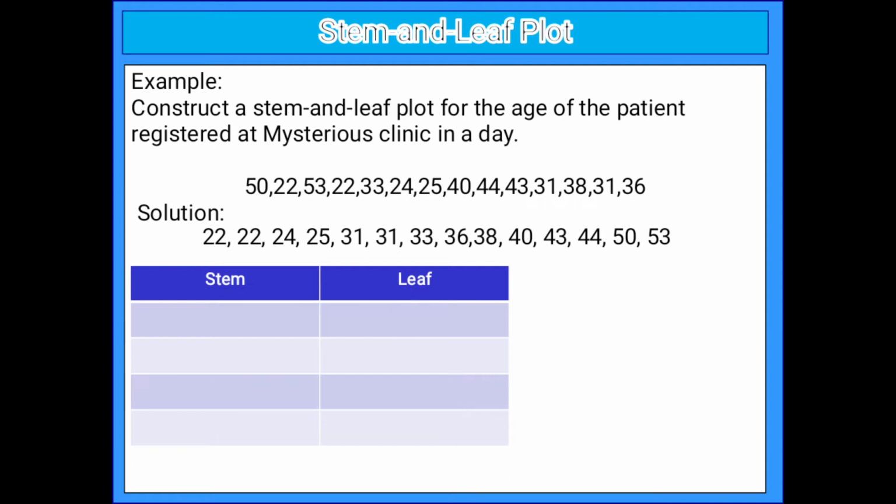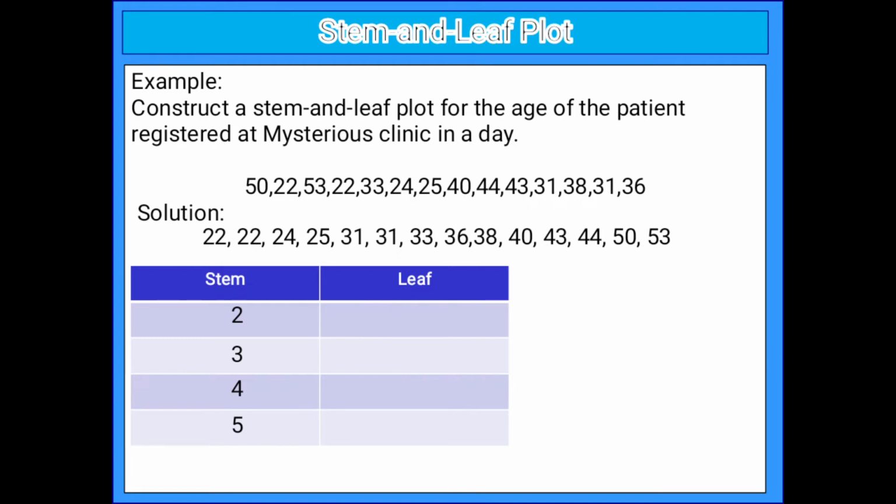So first step, arrange the data in ascending order as I mentioned, and then next step, write down the stem. So here we are using the class interval of tens. We have 20 to 29, we have 30 to 39, we have 40 to 49, and last is 50 to 59. Right? So next we need to write down the leaf.